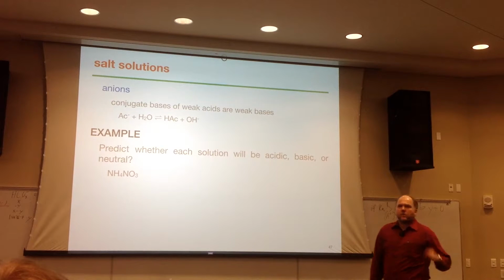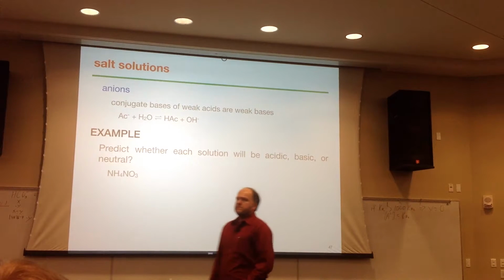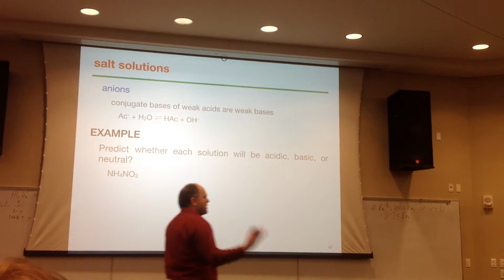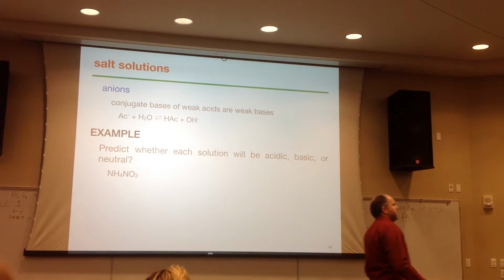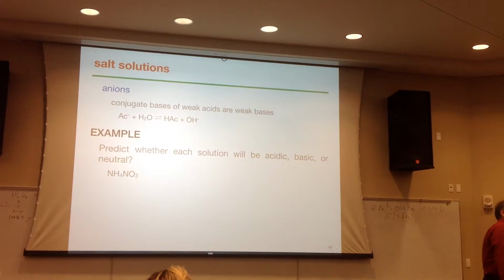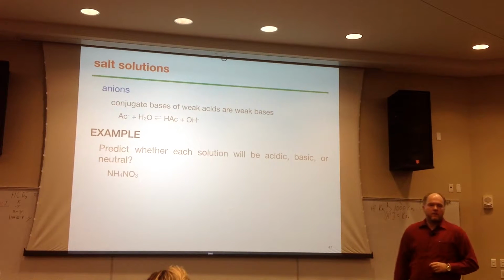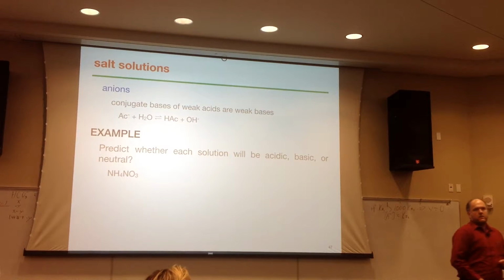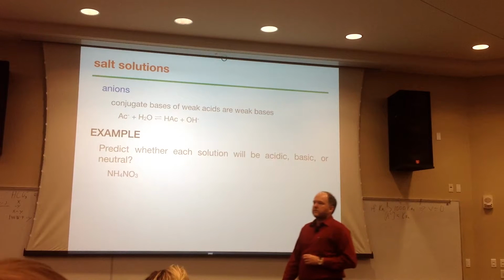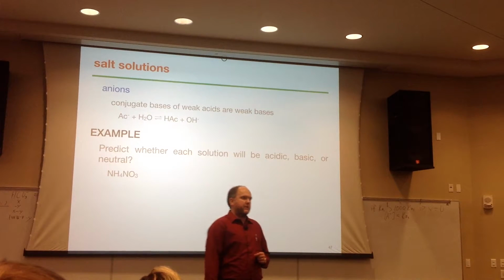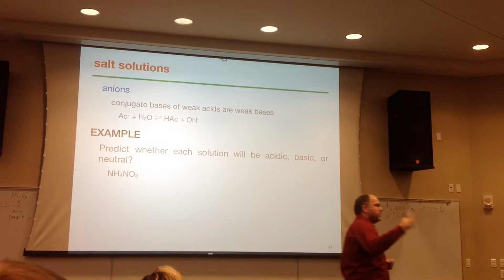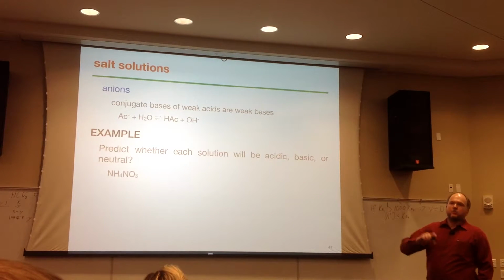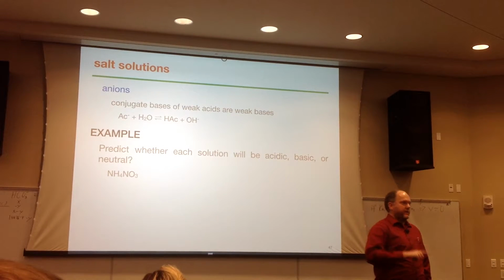Ammonium nitrate. Here's the question. Where does ammonium come from? We're thinking in terms of acids and bases. We have ammonium and nitrate. What would ammonium come from? It's the conjugate acid of ammonia. Okay, is ammonia a strong acid or a strong base, or a weak acid or a weak base? Ammonia is a weak base, meaning that ammonium is a relatively strong conjugate acid.